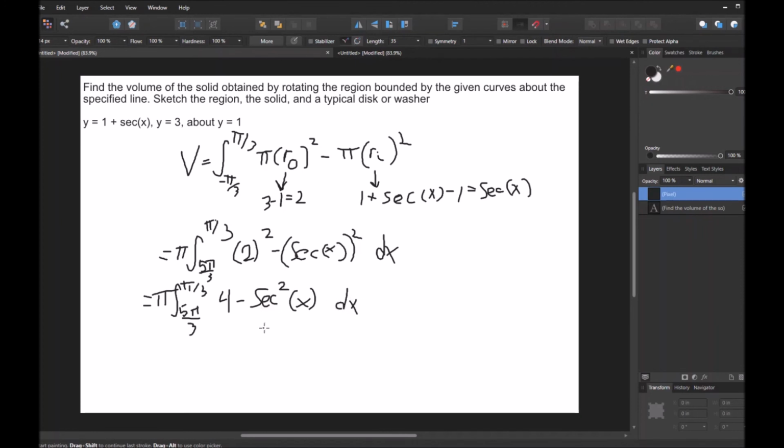Now, in order to integrate this, you're going to need to know your trig integrals. And in order to know your trig integrals, especially with secant squared of x, it would help to know your trig derivatives. So we know that the derivative of tangent of x is secant squared of x. So if we're going backwards, the integral of secant squared of x is just going to be tangent of x. So when I evaluate this, I'm going to have pi times, I meant to evaluate the integral, not rewrite it. So it's going to be pi times 4x minus tangent of x.